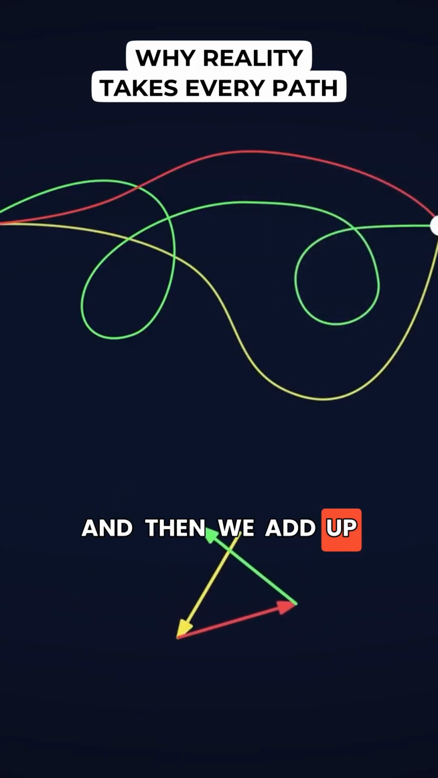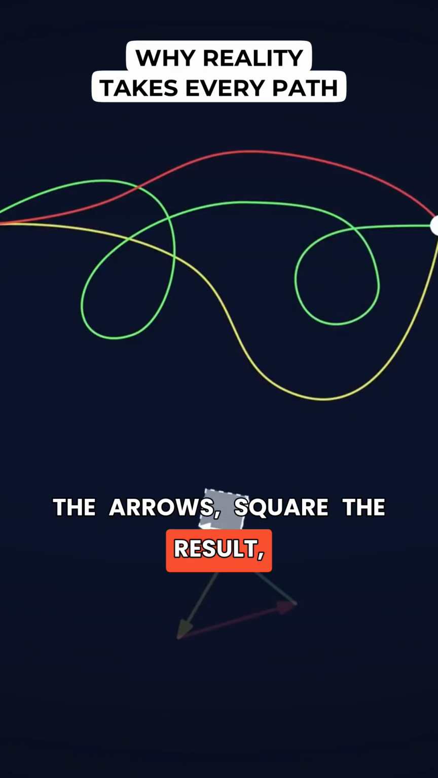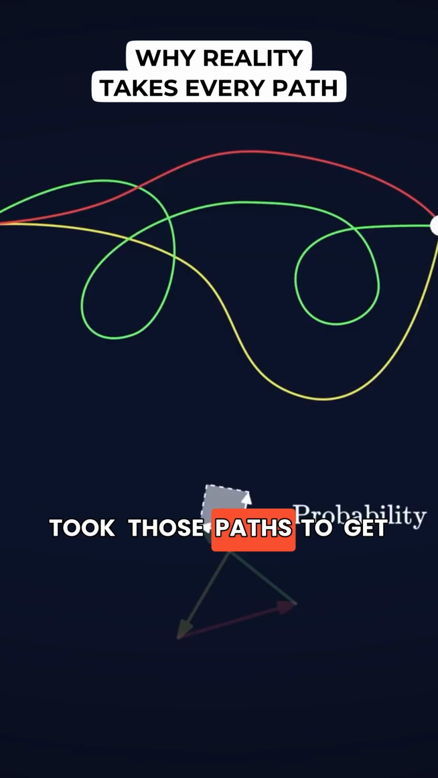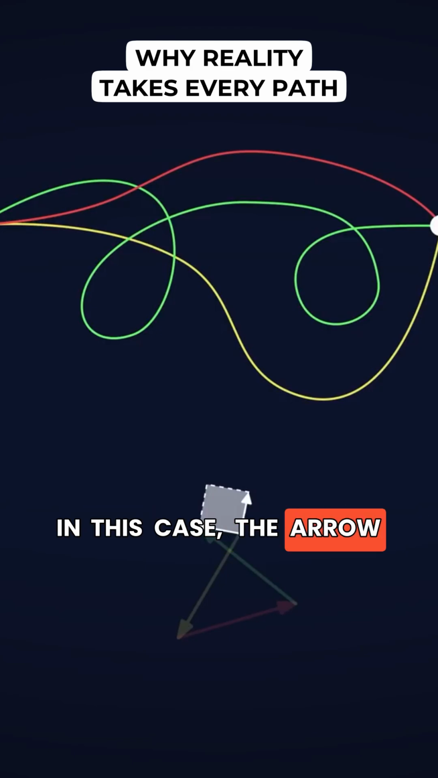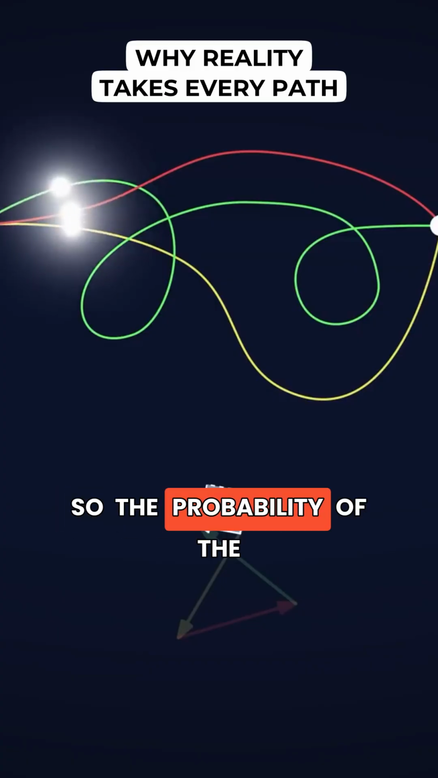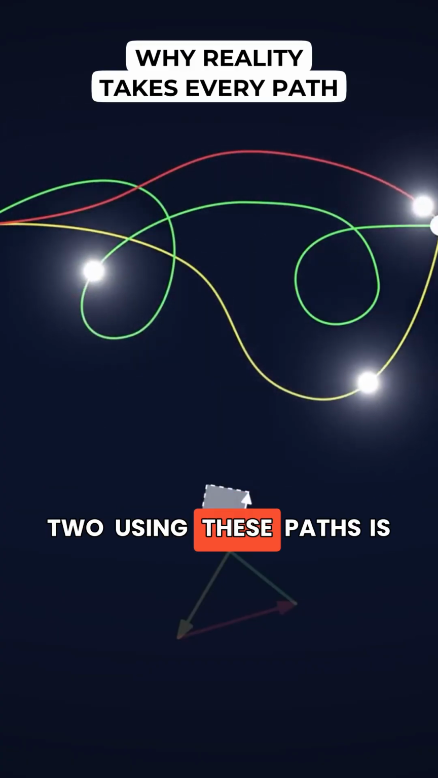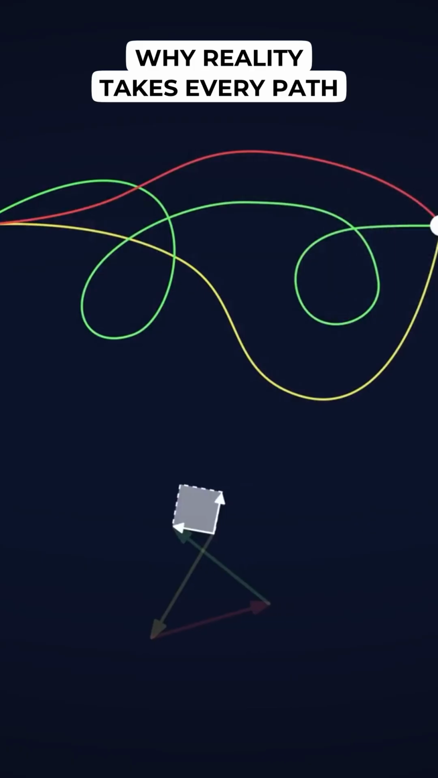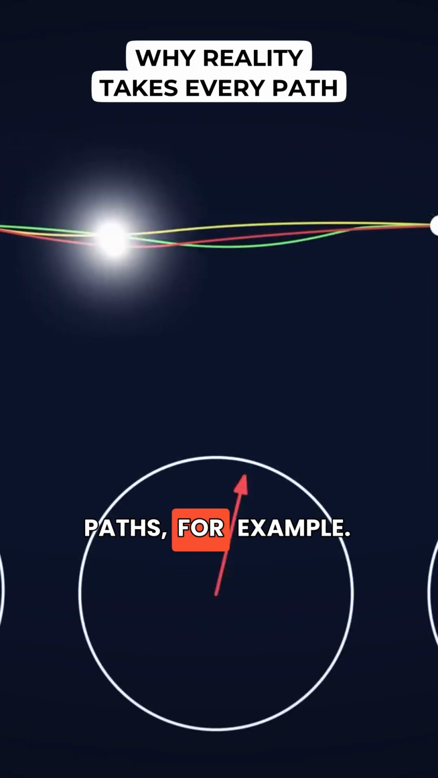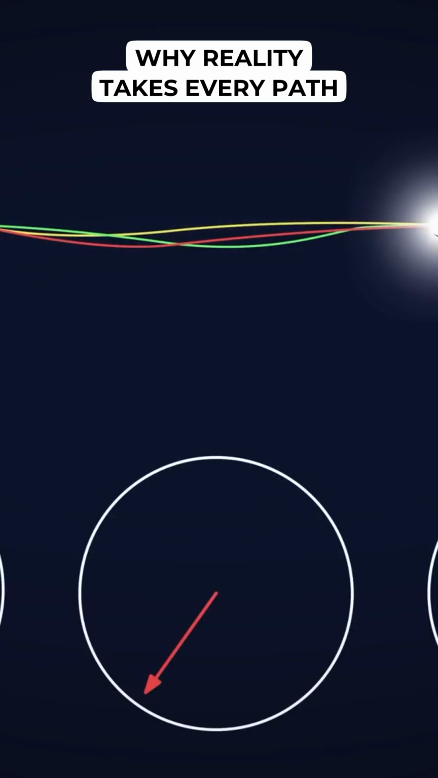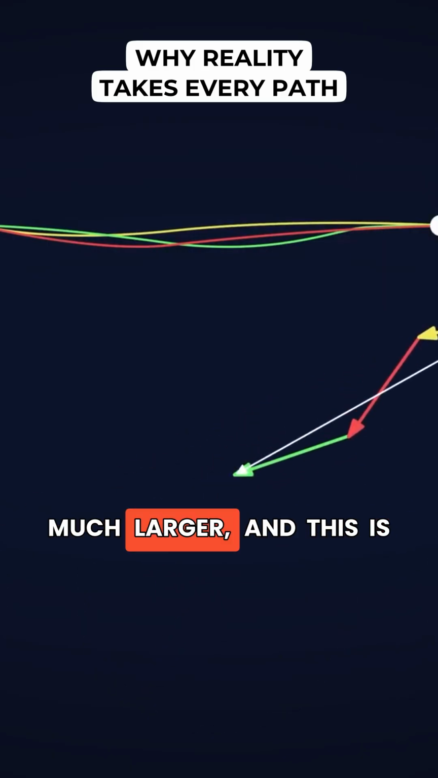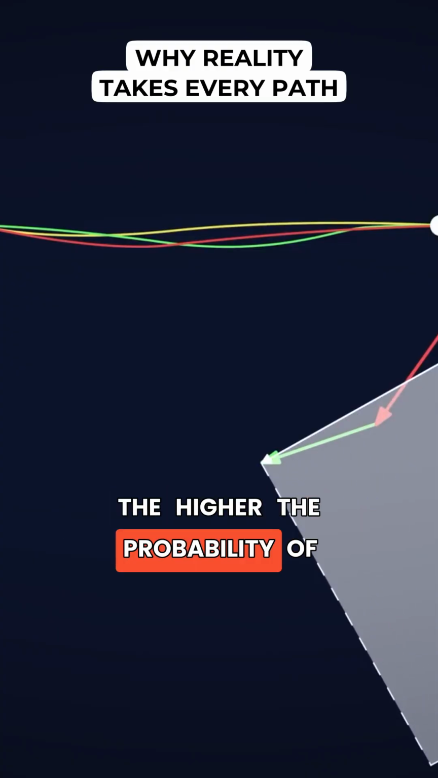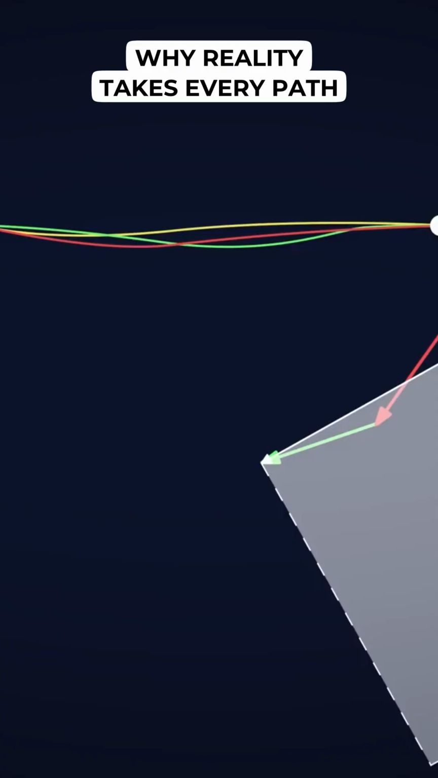And then we add up the arrows, square the result, and that is then proportional to the probability the particle took those paths to get there. In this case, the arrow and square are pretty small, so the probability of the particle going from 1 to 2 using these paths is small. Compare that with these 3 paths, for example. Well, now the arrow is much larger. And this is important. The larger the resulting arrow, the higher the probability of that event happening.